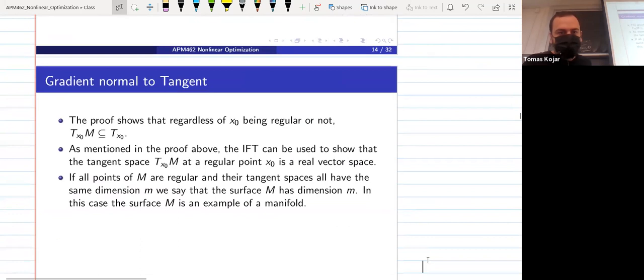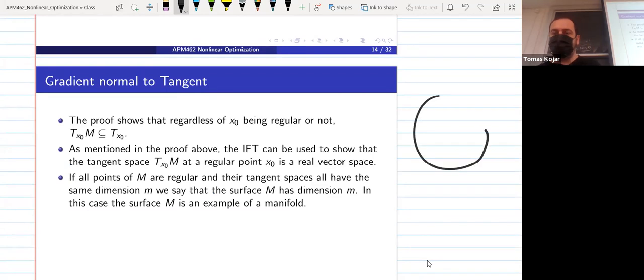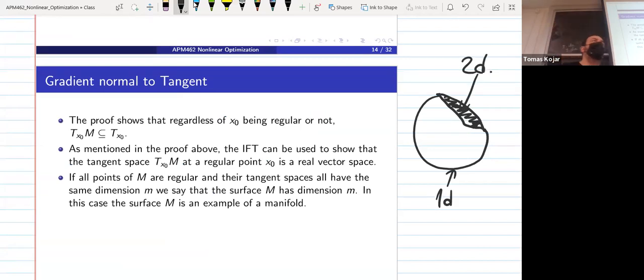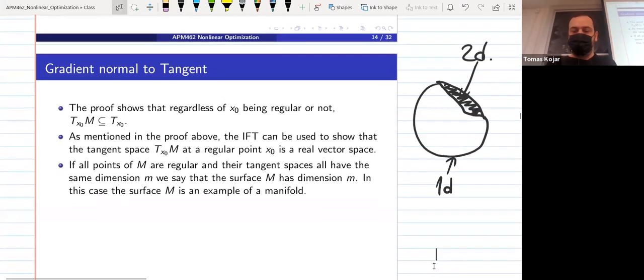All right. But in general, that's not the case, right? Here's a stupid example. Take the unit circle and make a fat piece, make it have a belly. So this is 1D, and this guy is 2D. And this is still a manifold.